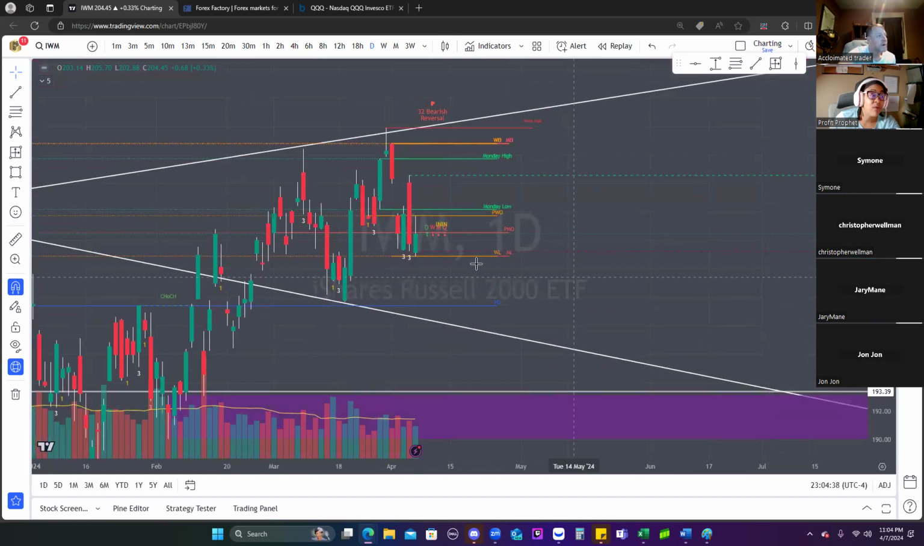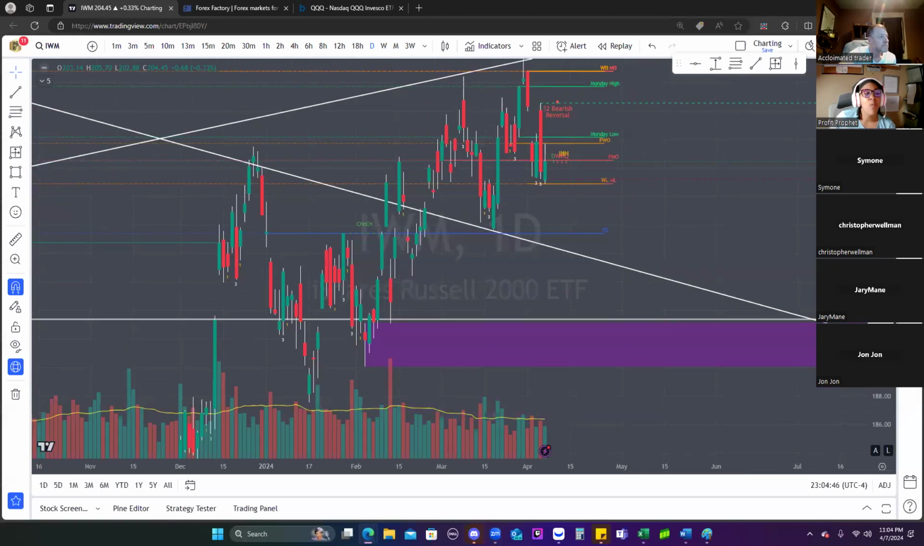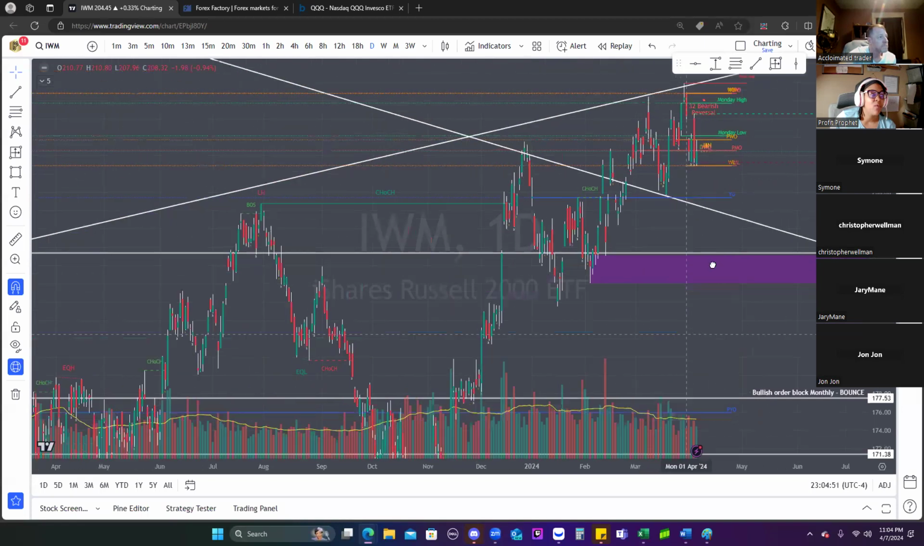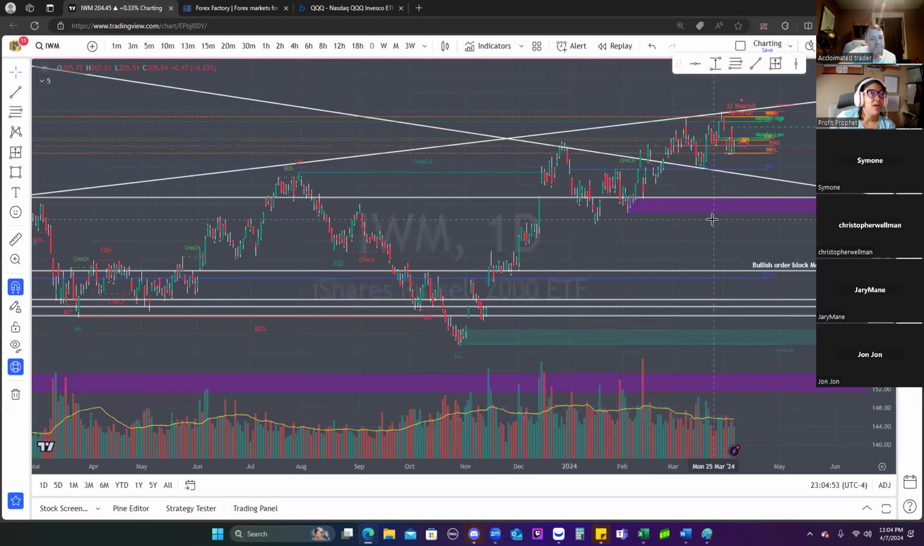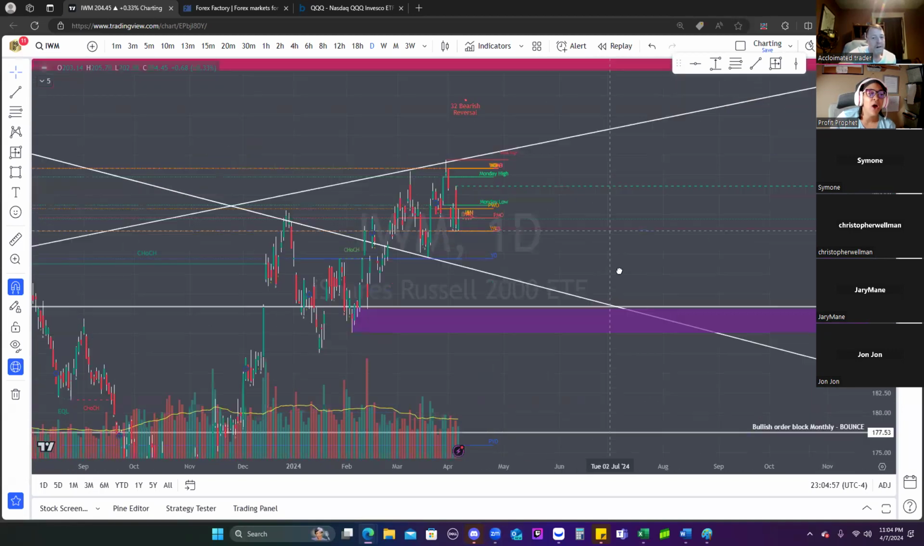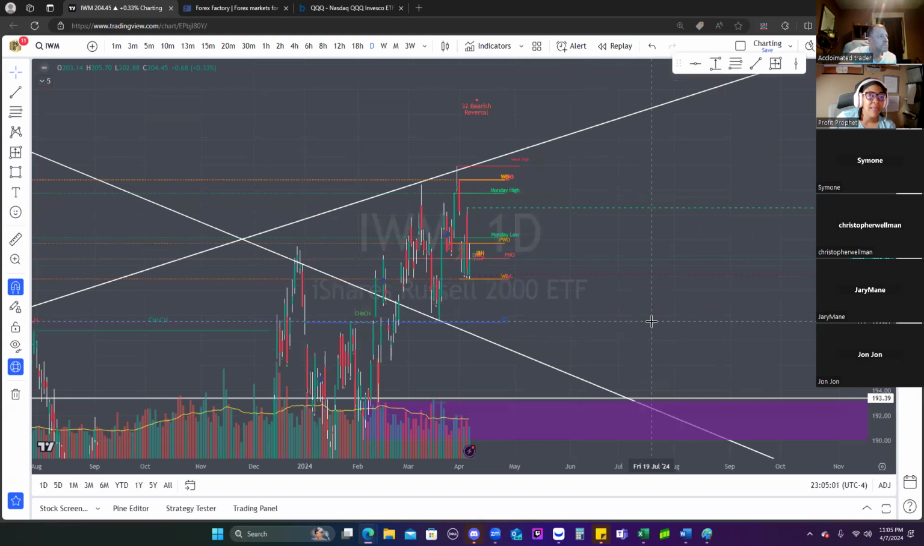We have other broadening formations that are forming on the daily. However, I'll say this, from what I know about IWM, we like to trade in channels. And right now we're at the top of this channel. So again, I expect a healthy pullback, but I do not want to break below the yearly open.